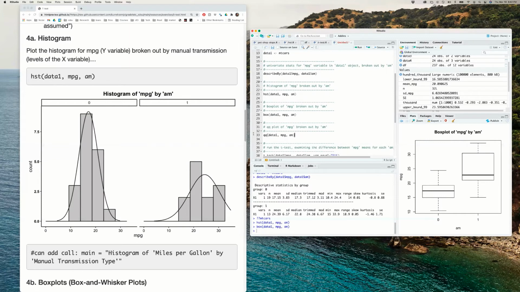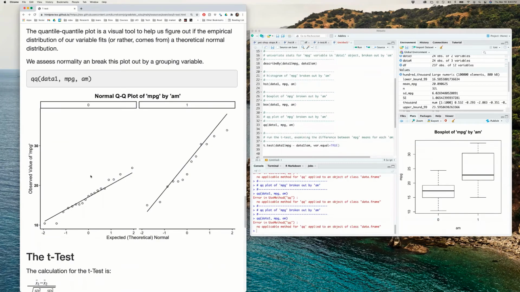And then finally, we look at the QQ plot. So here we have the normal QQ plot. Looking at this, it seems as though we have a few outliers here, but they don't seem too far from the line. We have an outlier about here. They don't seem too far outside the line. So at least for automatic cars, they look sort of normal. Looking at manual cars, everything seems to be below the line.